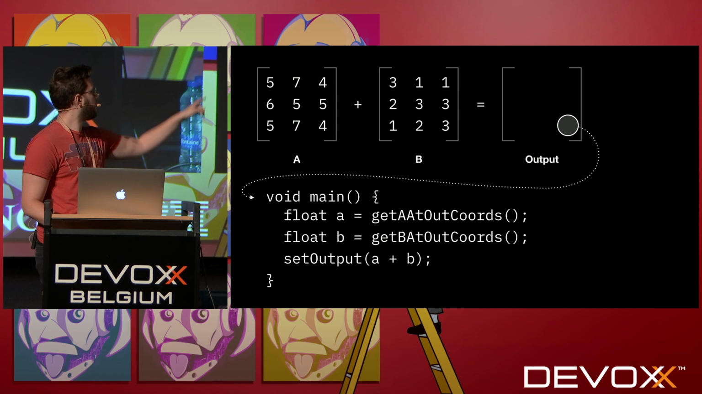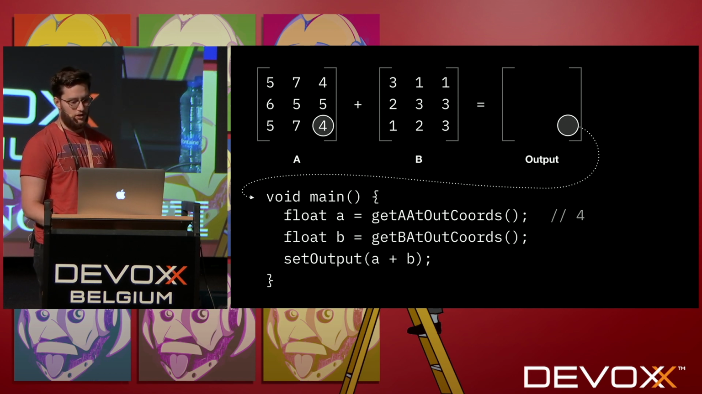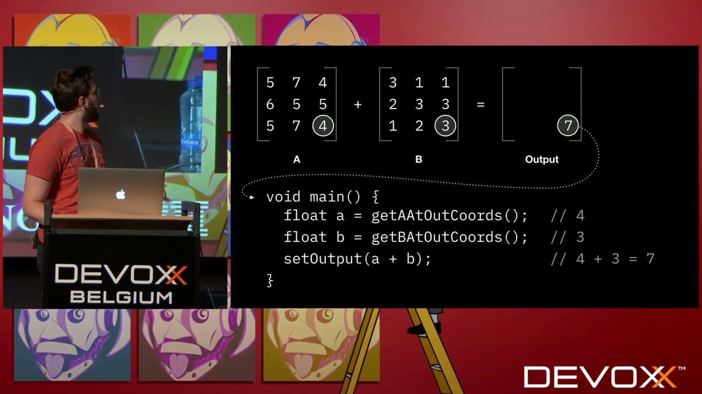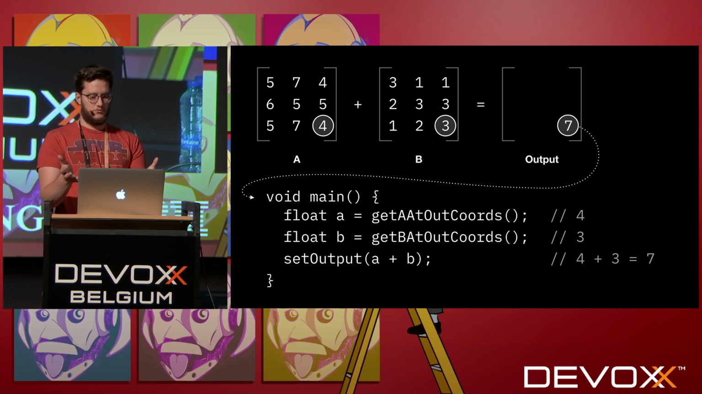But with WebGL, we can write a shader which essentially can pick any random cell in the output and calculate what its value should be. So the bottom right-hand corner cell gets the coordinate from A, which is 4, from B, which is 3, and adds them together, which gives us 7. When each cell has this function that can be applied to it, we can calculate all 9 at the same time.